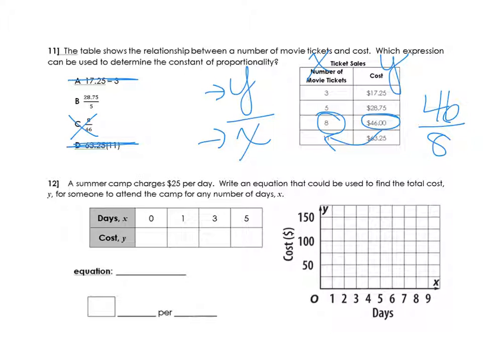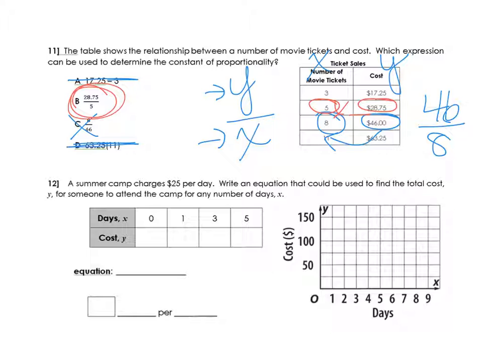So I'm going to check B now, which should be my answer. I have $28.75, and I see that here in the Y column, divided by 5, which is in the X column. So B is the expression that would be used to figure out that constant of proportionality. It would tell me what the multiplier was that was being used in the table.